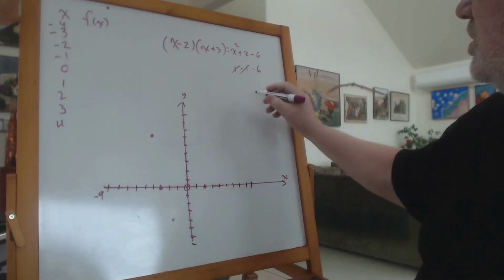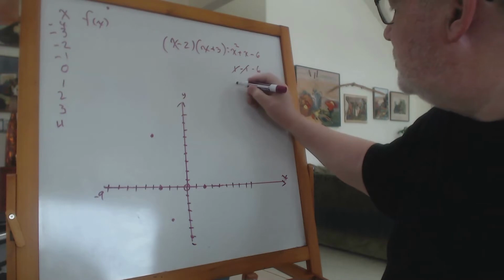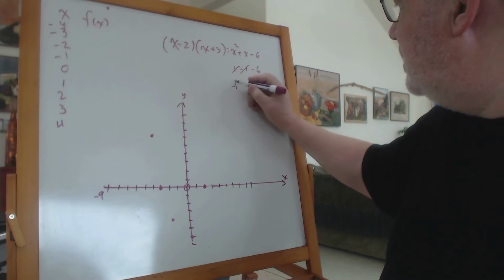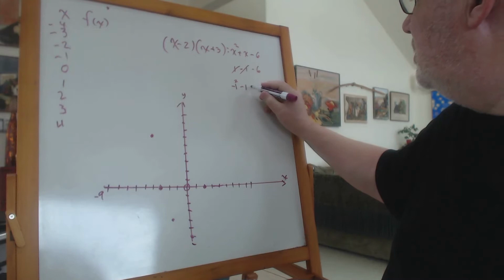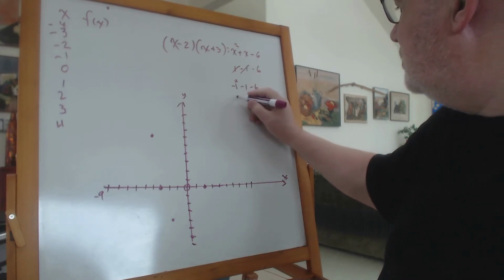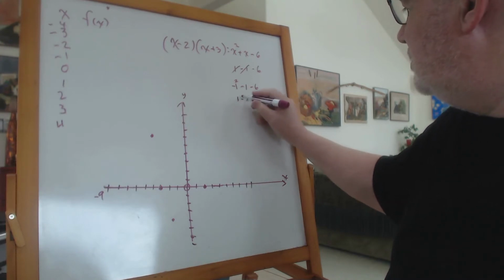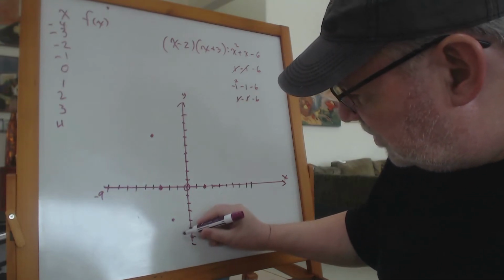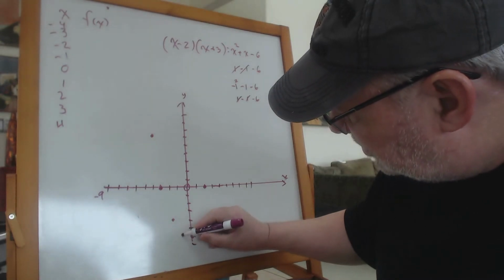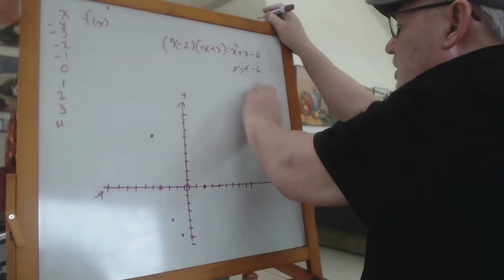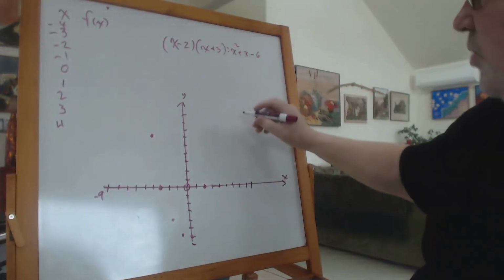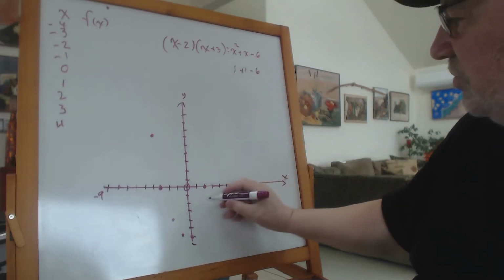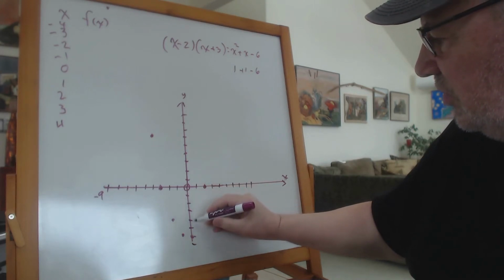That's minus 6. So when x is minus 1, minus 1 squared minus 1 minus 6. So that's 1 minus 1 minus 6. That's the same value as down here. And at 1, we've got 1 plus 1 minus 6, that's minus 4. 1, 2, 3, 4.